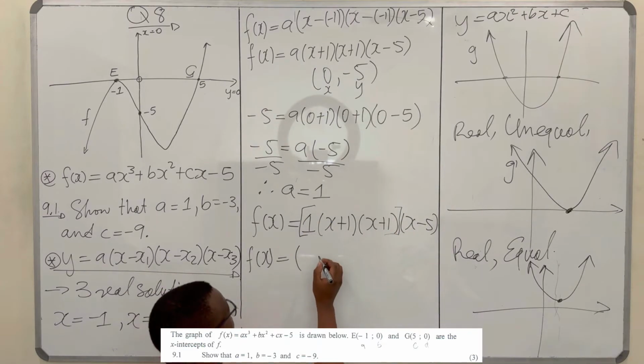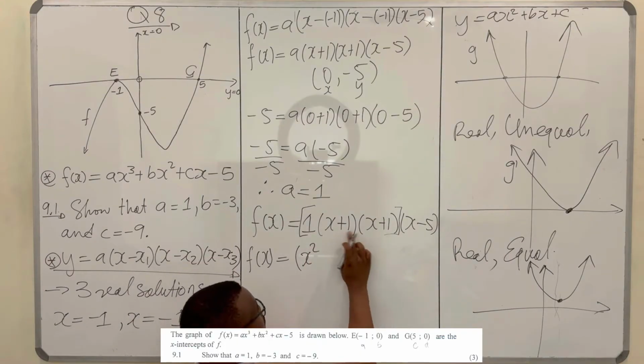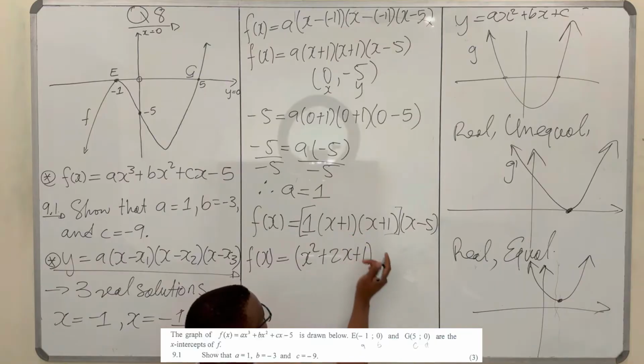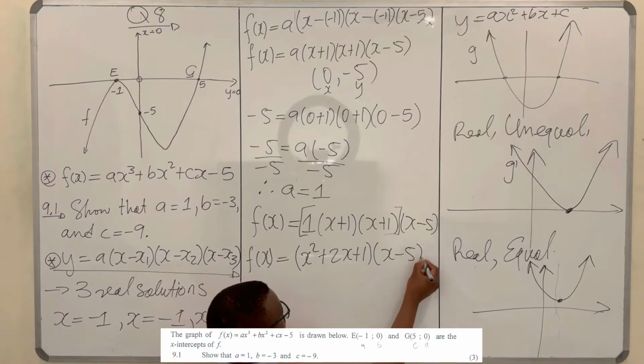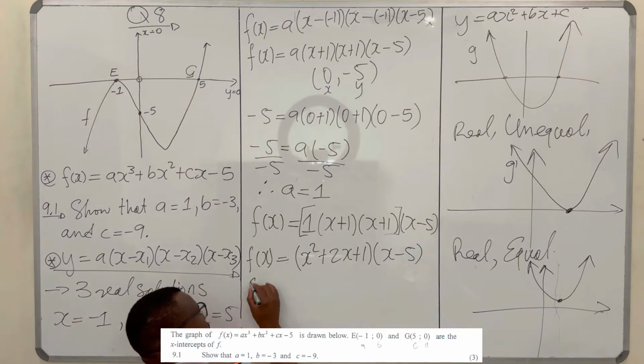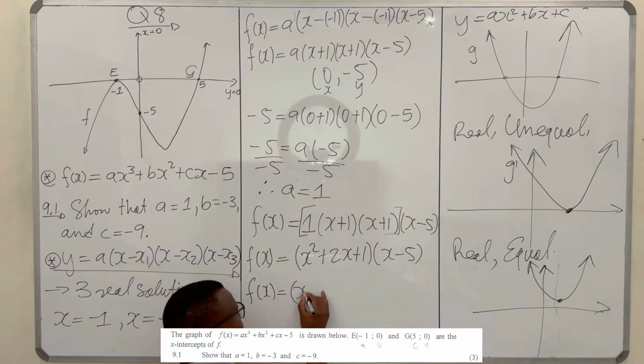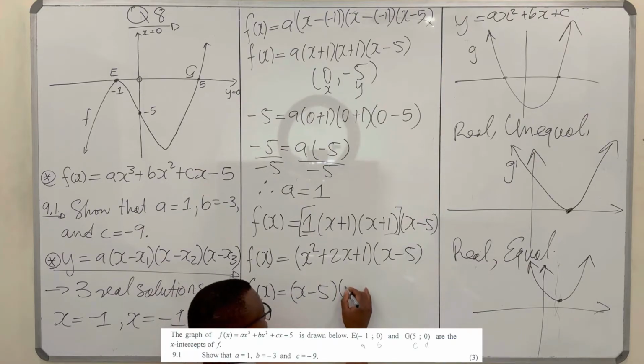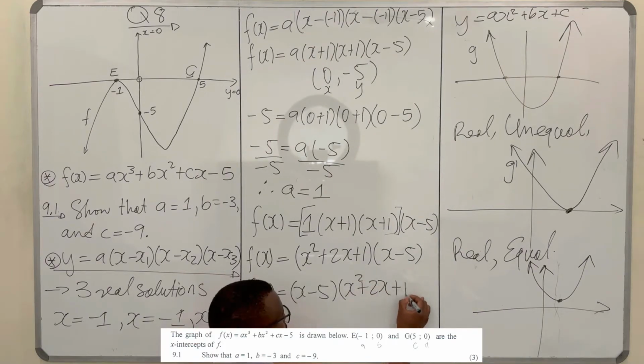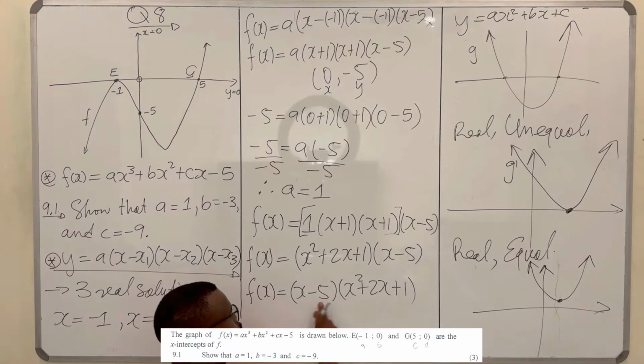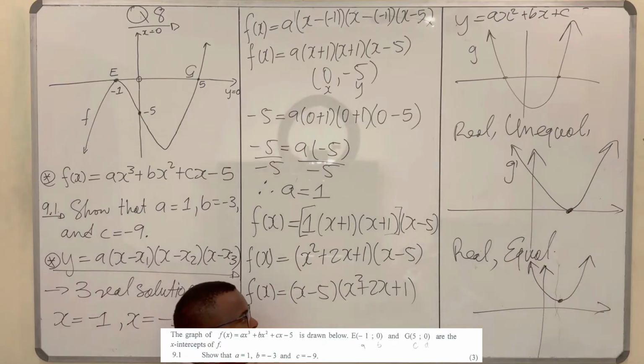If you multiply the first two brackets, you get x squared plus 2x plus 1. This is the product of these two, times (x minus 5). So f of x is equal to (x minus 5) times (x squared plus 2x plus 1). This and this are exactly the same, but I just arrange them in an order that I'm comfortable with.